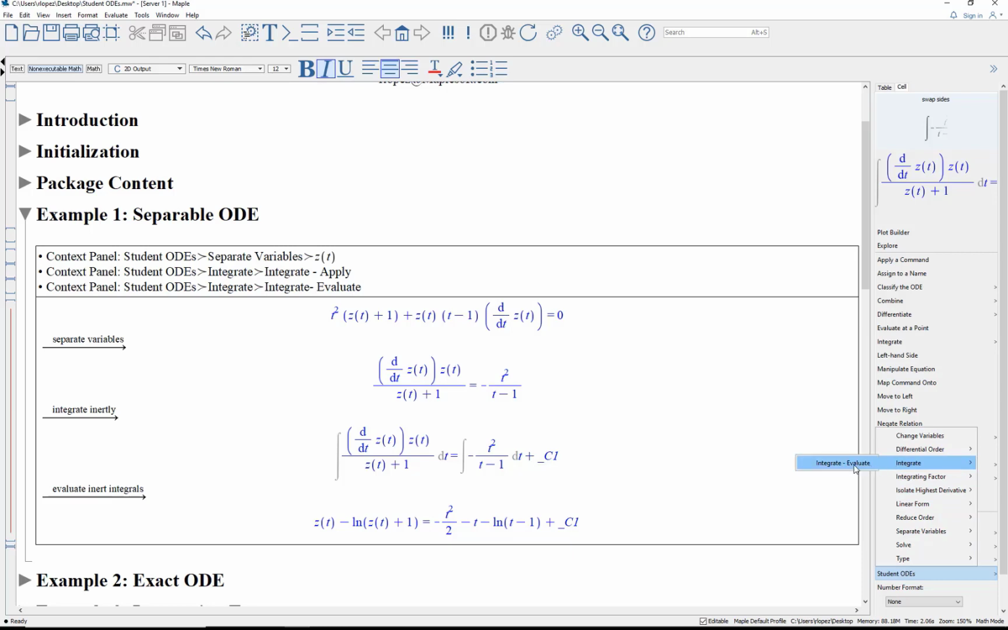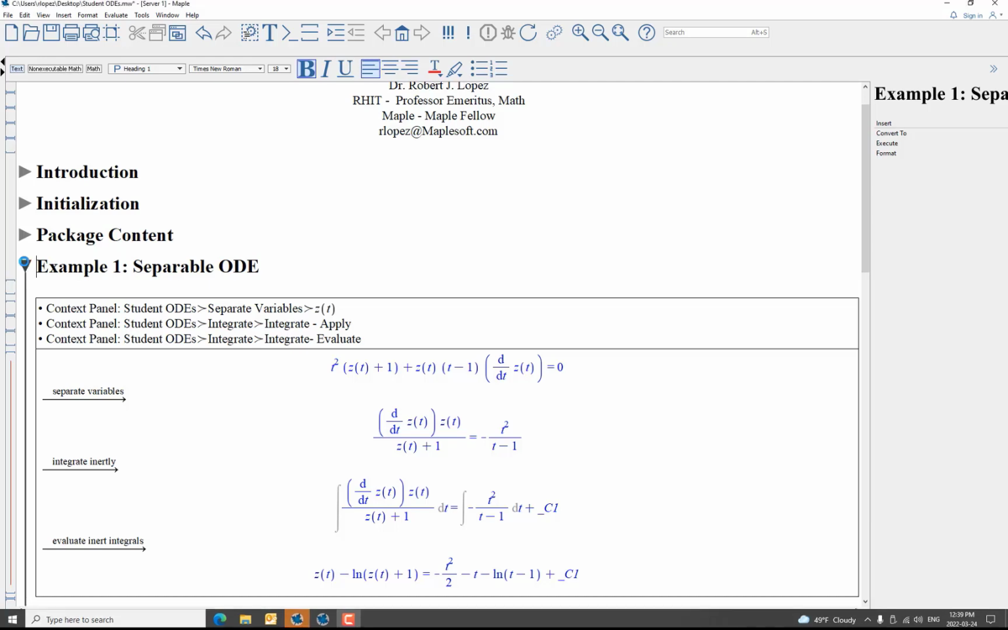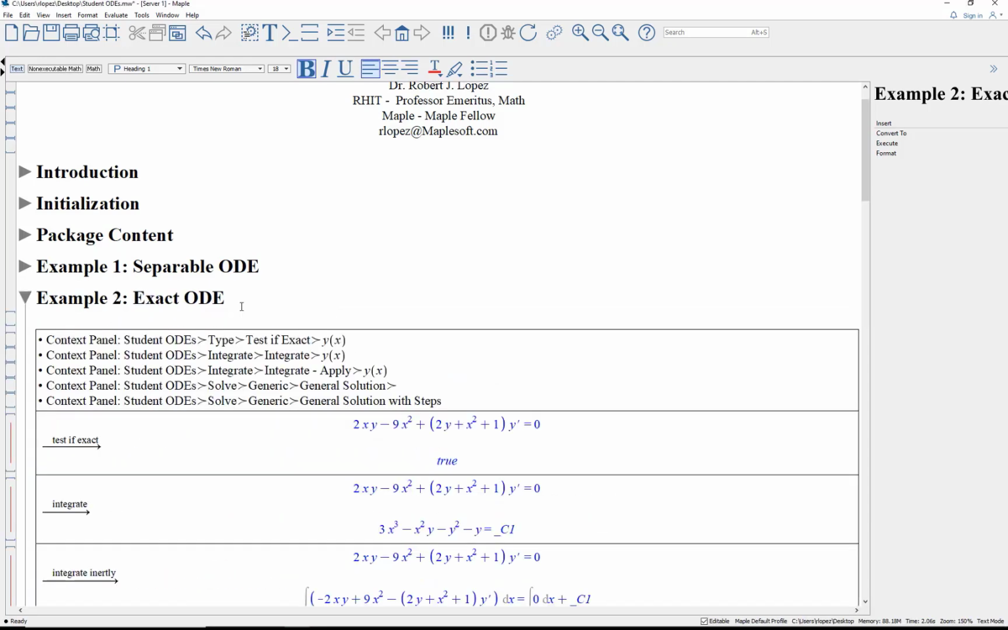Integrate, evaluate. So we didn't need any of the commands. We simply used the context panel and what it provided to initiate the actions that we wanted. The second example is an exact equation.